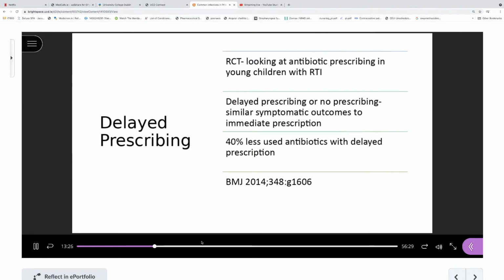Initially, some people were skeptical and thought if you give somebody a prescription for antibiotics, they're going to go and fill it straight away. And evidence has shown that is not the case. This BMJ article showed that 40% less antibiotics were used with the delayed prescription method. And that was in the case of respiratory tract infections. And it looked at the outcomes between delayed prescribing or no prescribing, and in these, there were similar outcomes to immediate prescription.